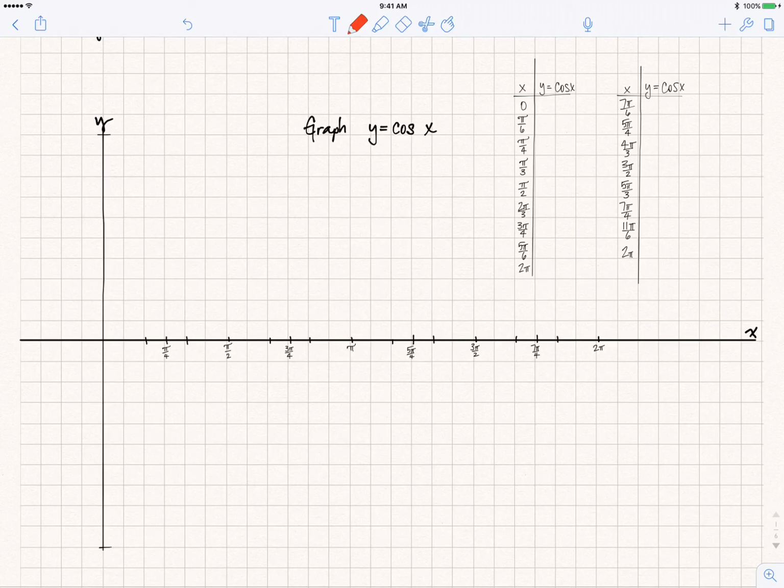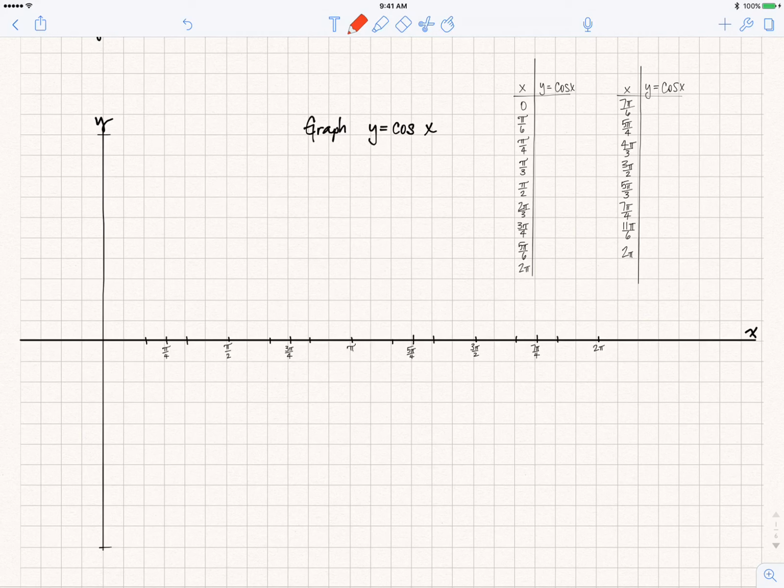Okay, folks, so this is the continuation of section 8.6, and this is going to be the cosine parent graph. We're going to go about this exactly the same way that we did the sine graph. If you have not watched the sine graph yet, go back and watch that one first, because I'm not going to go through the same preliminary material that I went through for that.